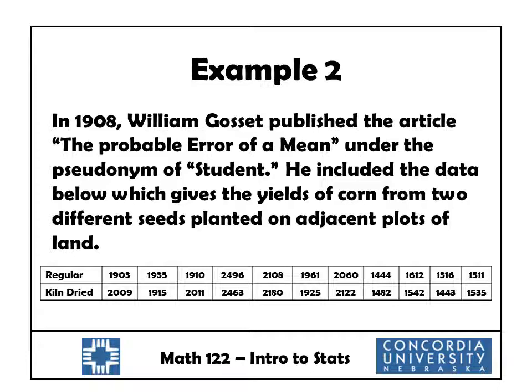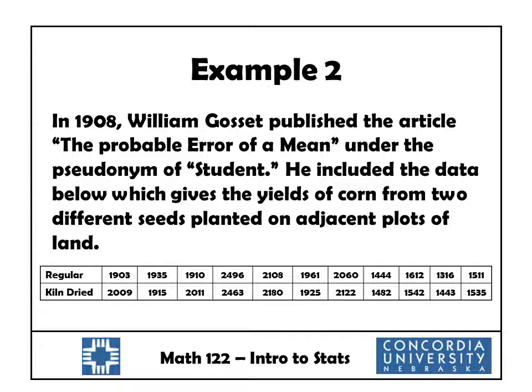So on one plot of land we planted some regular seeds, and then right next to that we planted some kiln-dried seeds. On that first pair of adjacent plots of land, the regular seeds yielded 1,903 pounds, and the kiln-dried yielded 2,009 pounds. On another plot of land, we planted some more regular seeds, and then right next to that we planted some more kiln-dried seeds.